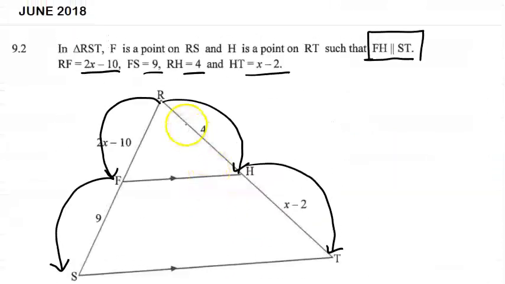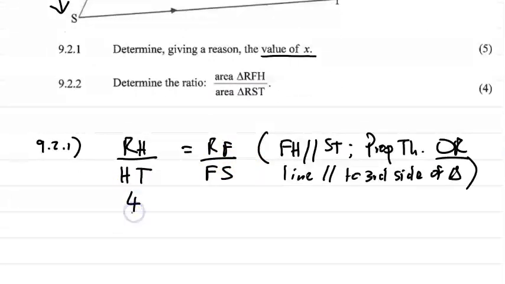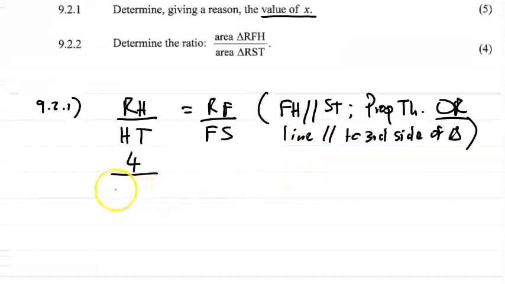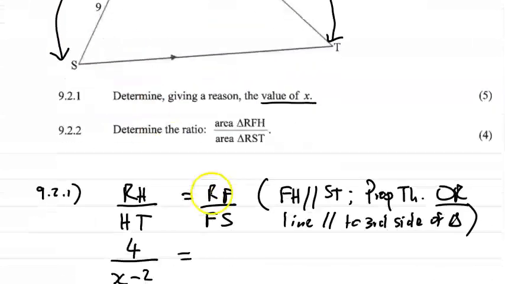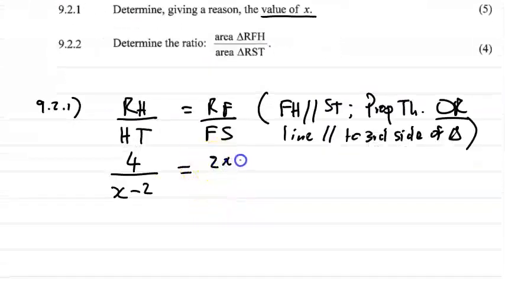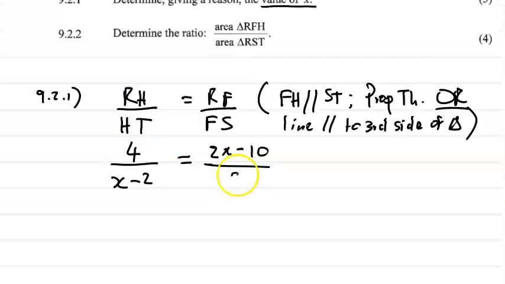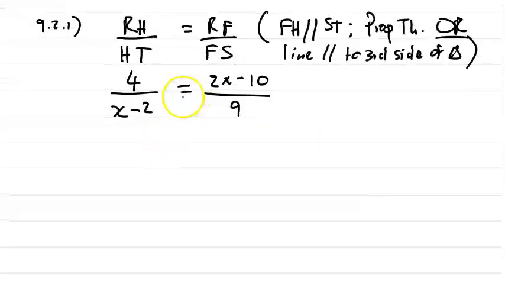So now let's substitute. What is RH? So RH is 4 and HT is x minus 2. So 4 over x minus 2 equals RF, RF is 2x minus 10, all over 9. So we have an equation in terms of x, which will now enable us to solve for x by cross multiplying.